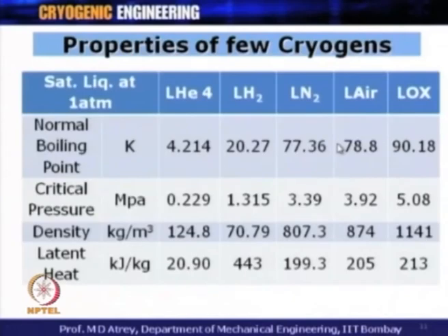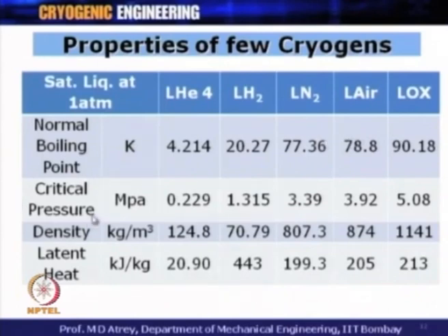Now, I will show actual properties of some of the cryogens, and then we will see the TS diagram of some of them. Here you can see liquid helium, liquid hydrogen, nitrogen, liquid air and liquid oxygen, with some properties for comparison. If I compare their normal boiling points, which you know now, they are 4.2, 20, let us say 77, 78 and 90 Kelvin. These are the boiling points in increasing order from liquid helium to liquid oxygen.